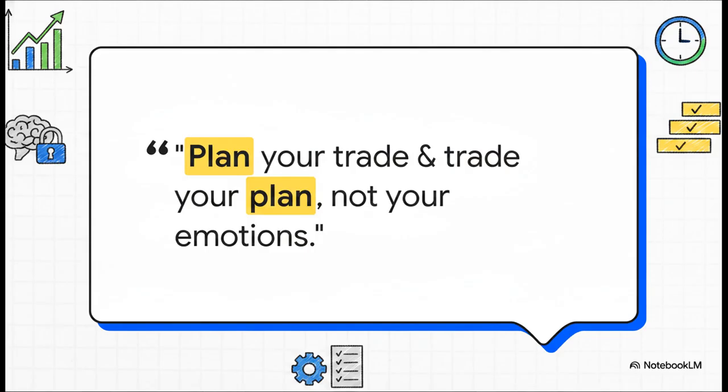To tie everything we've built today together, there's this incredible quote straight from our source material. Plan your trade and trade your plan, not your emotions. You see, consistency doesn't come from some magic indicator. It stems entirely from discipline. Waiting for the right setup, taking the trade, managing the risk, and just repeating the process.